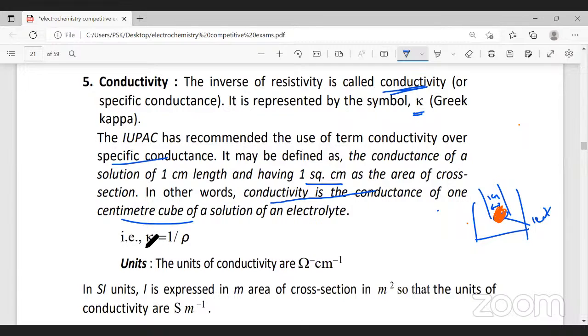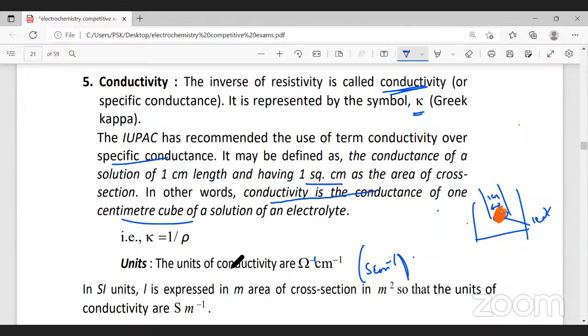So kappa, the specific conductance, is equal to 1 by rho. Rho is nothing but specific resistivity. Therefore, the unit for specific conductivity is ohm inverse centimeter inverse, or Siemens per centimeter, or Siemens centimeter inverse. Either way, you can read it out.